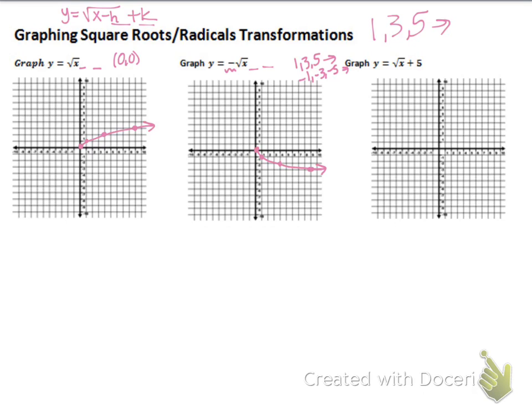Okay, plus 5 means it's going to be shifting up 5. Okay, so my h that sits in there is still a 0, and my k is 5. So my shooting star is going to start off at 0, 5. So 0, 1, 2, 3, 4, 5. And then I don't have anything being multiplied in front, so I'm going to do my normal 1, 3, 5 to the right. So I'm going to go up 1, right 1, up 1, right 3, up 1, right 1, 2, 3, 4, 5. And shoot across.